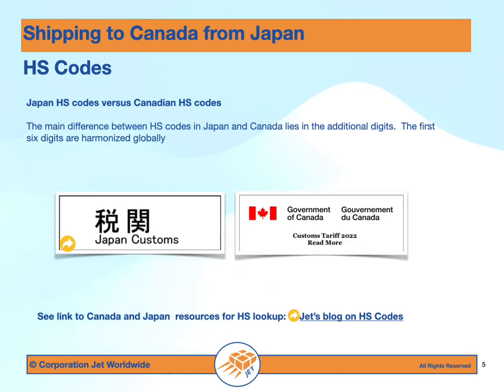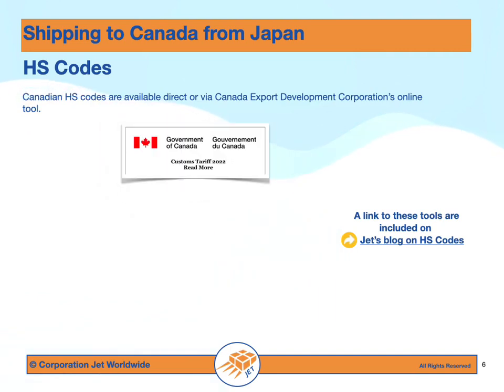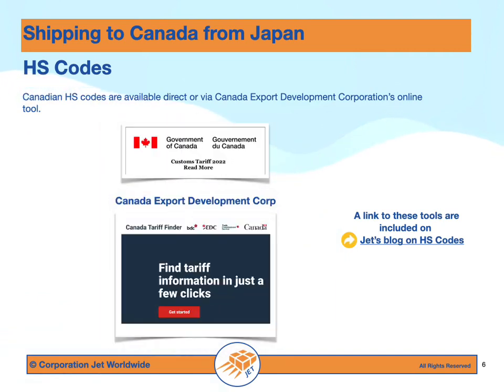For help with translating your product description to an HS code, visit our HS Code blog, which includes an in-depth video presentation. For assistance with finding a Canadian HS code, you can go directly to the Canadian Customs Tariff. Alternatively, a great resource to consider is the online tool from the Canada Export Development Corporation. These resources link directly from our website.